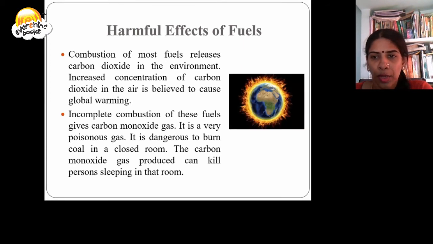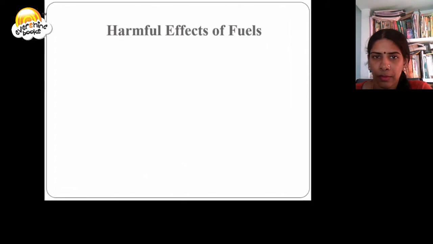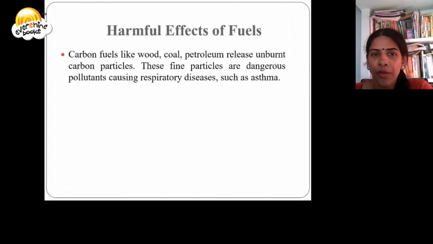This is a diagrammatic picture showing global warming due to the increase in the concentration of carbon dioxide in the atmosphere. Carbon fuels like wood, coal, petroleum release unburnt carbon particles. These particles are dangerous pollutants, causing respiratory diseases such as asthma.